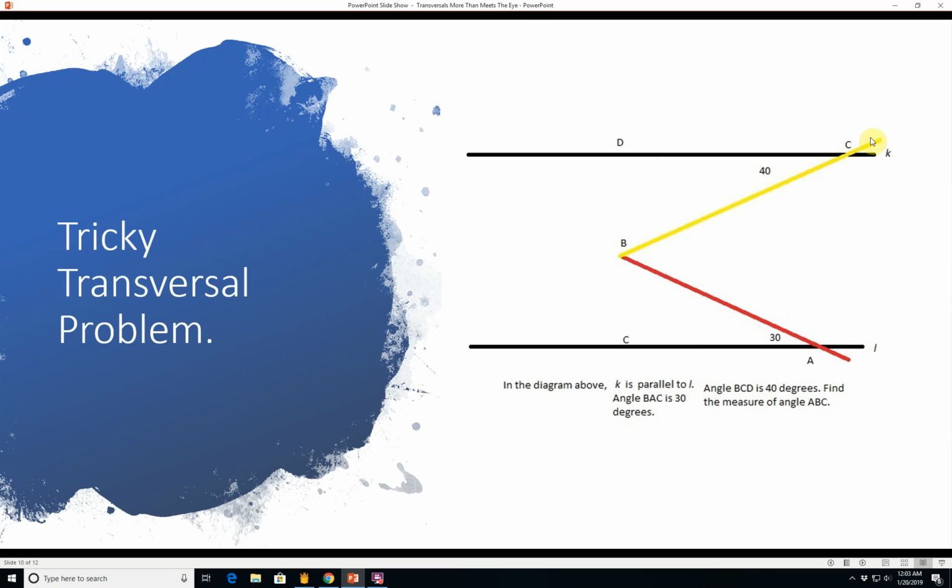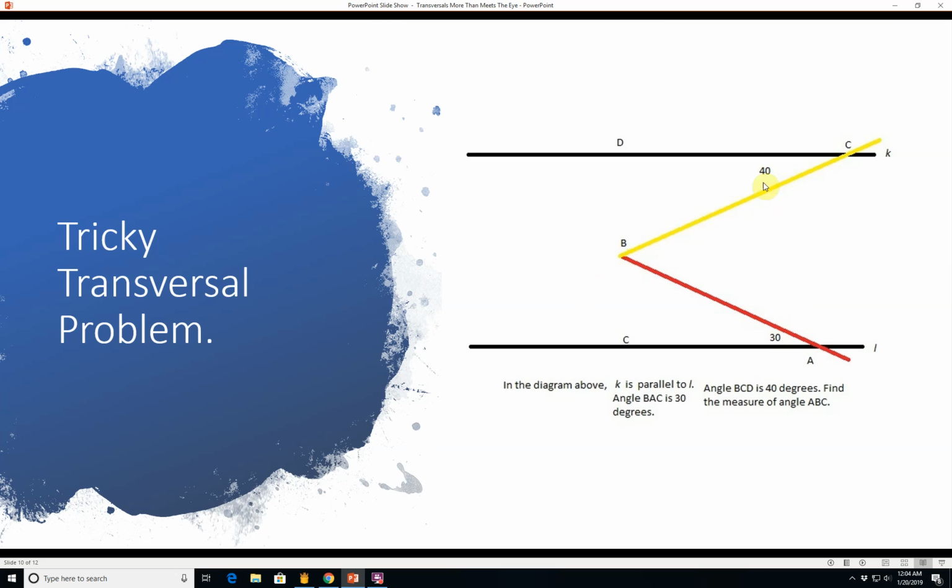So here we have a trickier transversal problem, which doesn't look like a transversal problem at first blush, so that's why I said transversals are angles in disguise. In this case, it's even a transversal in disguise. So we have more than meets the eye, transversals, angles in disguise.